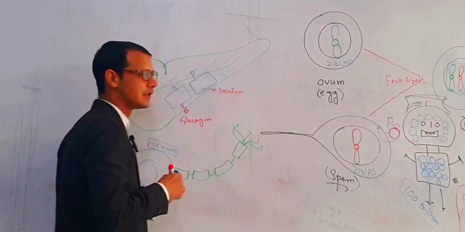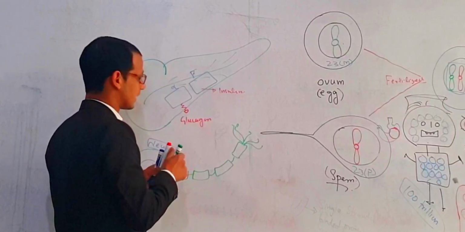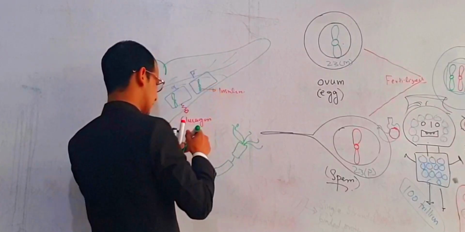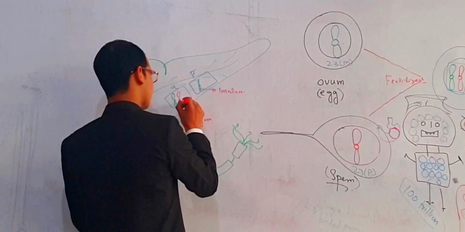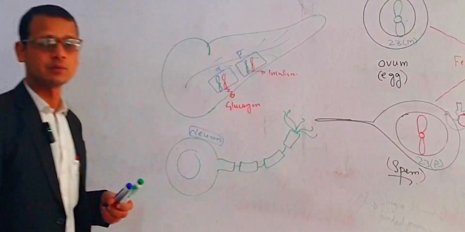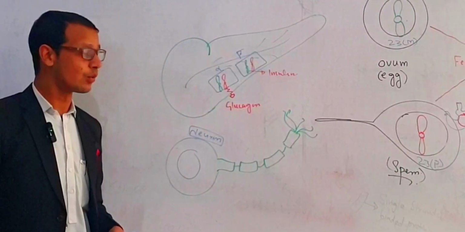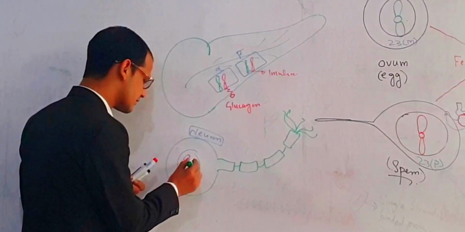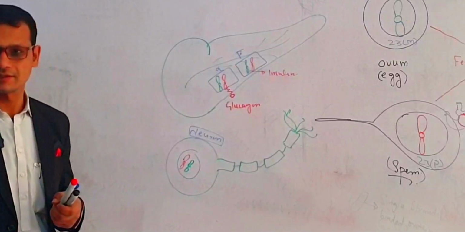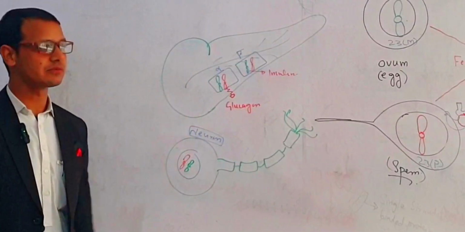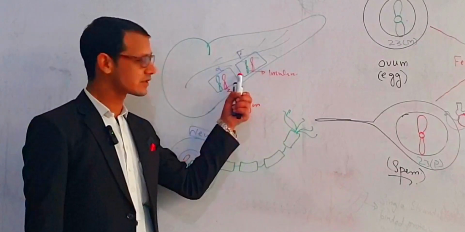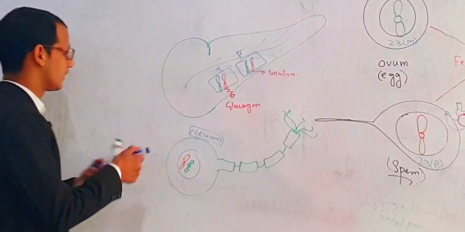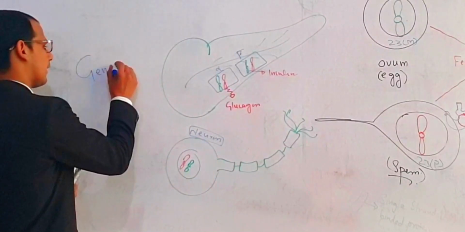But in this cell and this cell, for example, these are the paternal chromosomes in this cell and these are maternal. Both have the same genes. Also here the genes and the DNA are the same as in pancreatic cells. Then why do they function differently and have different structures? It is because of gene expression.